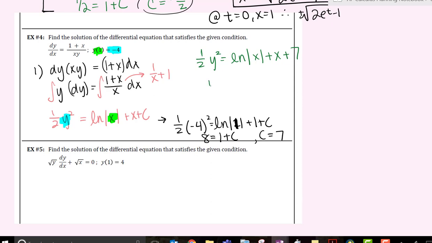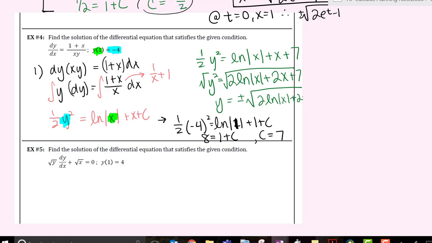Multiply everything by 2. And then we are taking the square root. Again, we have that plus or minus. Oh, whoops, this was 14. I got a little carried away there. So again, we're taking into account that plus or minus. So I want for you guys to pause and look at that initial condition and see what that means about the true sign of this solution.